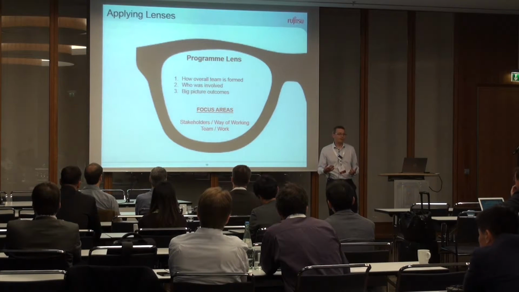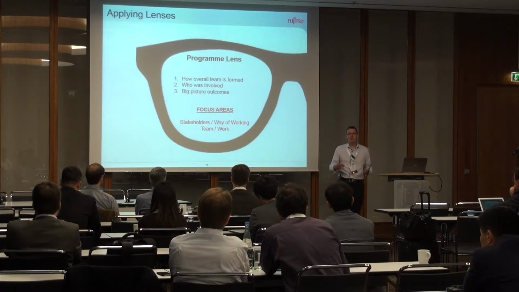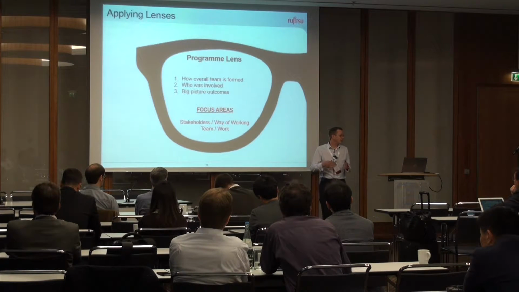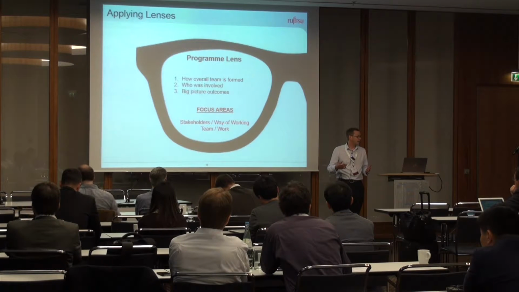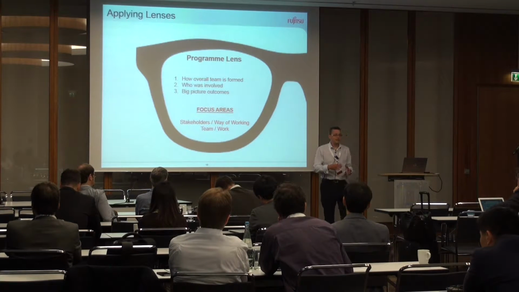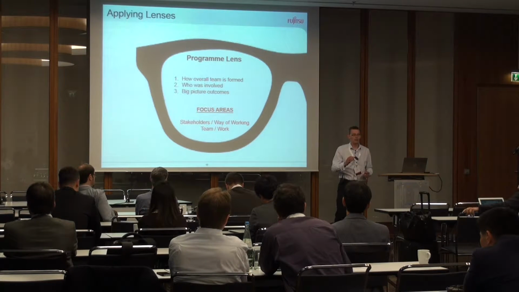Right, so the programme lens. Well, in the programme lens view, we had to focus on how the overall team dynamic was actually going to happen. Who was involved, how they were going to do things, and what was the big picture outcomes in there. Now this fits really well in to the alphas of stakeholders, ways of working, the team, and the work that we were actually producing in this view. And what we did by this is actually working this through and really working what we were doing, it really threw out straight away the fact that we had a problem.